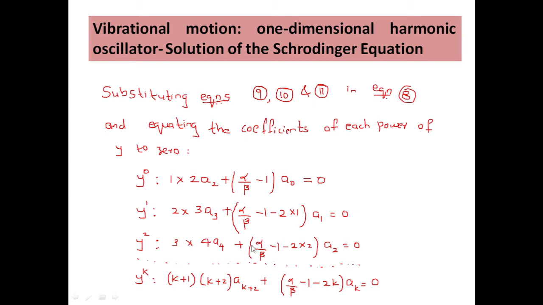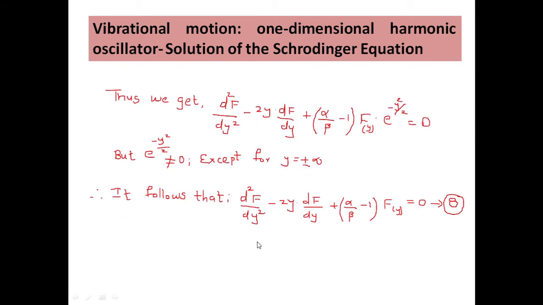So you can find that there is a connection between all these equations. If the power of y is k, then it is k plus 1 into k plus 2 into a k plus 2 plus alpha by beta minus 1 minus 2k into ak is equal to 0. And these coefficients are equal to 0 because we have said that this equation as a whole is equal to 0.